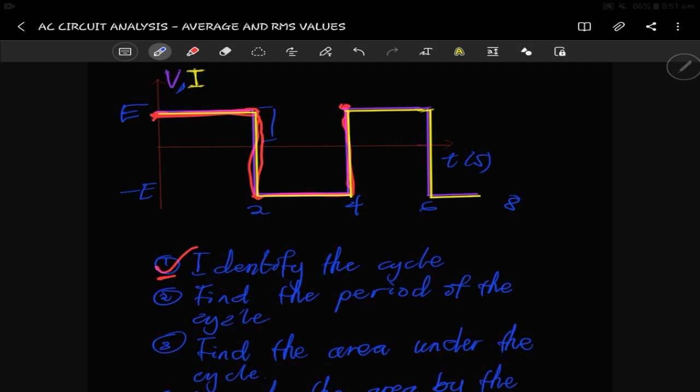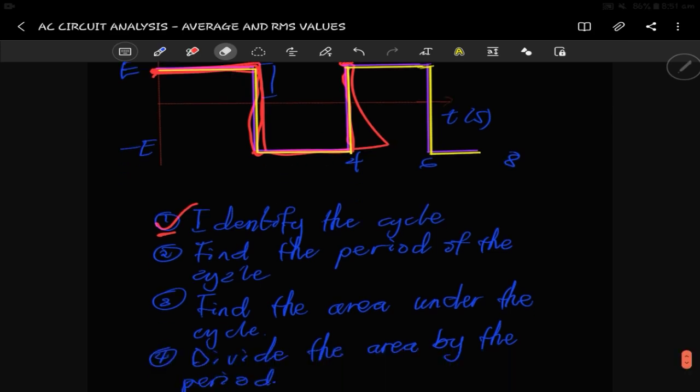So now it says find the period of the cycle. We know our cycle starts from here, and the time is on this scale, right? So now we know where it is. For us to be able to find our period, this is what we do. The cycle ends here, so 2, 4, that gives us 4 seconds, right? So clearly we can see that our cycle is 4 seconds, right?